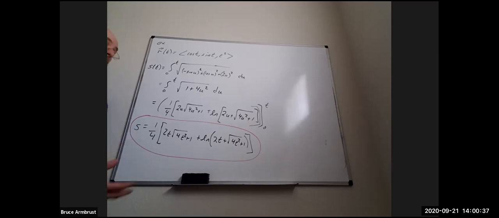Well, anyway, that's what the arc length parameter is. It's giving us where we are in terms of how far we've gone instead of how long we've been going. So it's just a slightly different viewpoint.